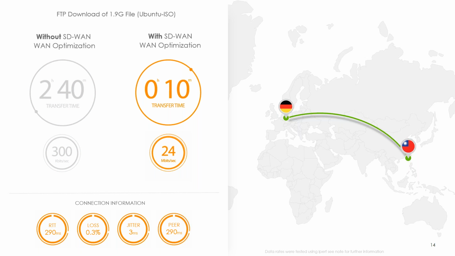And when enabling WAN optimization, the transfer took 10 minutes, and the average speed for downloading this file was 24 megabits per second. So we see a huge improvement, especially on bad quality lines or long VPN tunnels geographically.